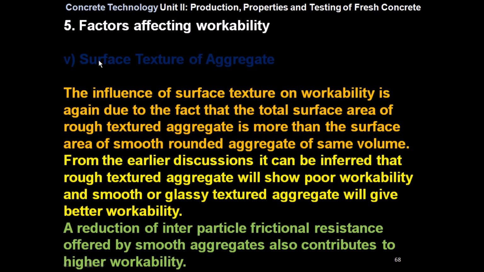The fifth factor affecting the workability is the surface texture of aggregate. The influence of surface texture on workability is again due to the fact that the total surface area of rough texture aggregate is more than the surface area of smooth rounded aggregate of same volume. From the earlier discussions, it can be inferred that rough texture aggregate will show poor workability and smooth or glossy texture aggregate will give better workability. A reduction of interparticle frictional resistance offered by smooth aggregates also contributes to higher workability.